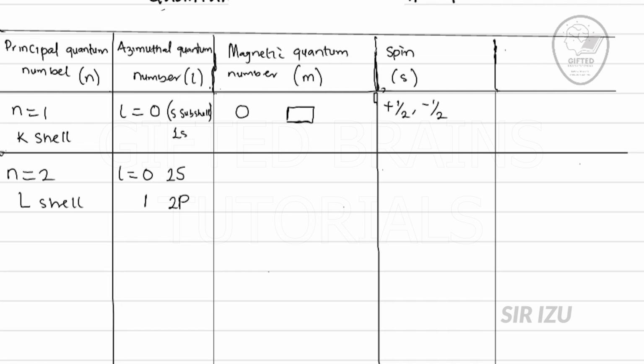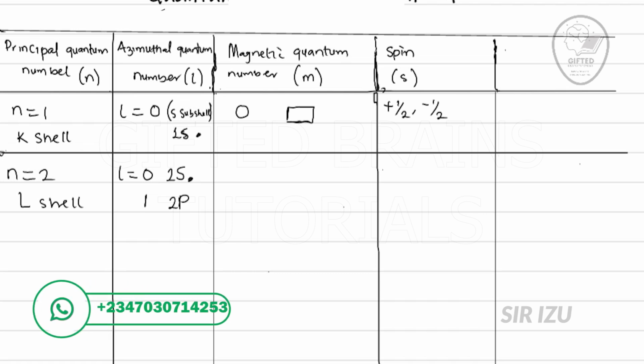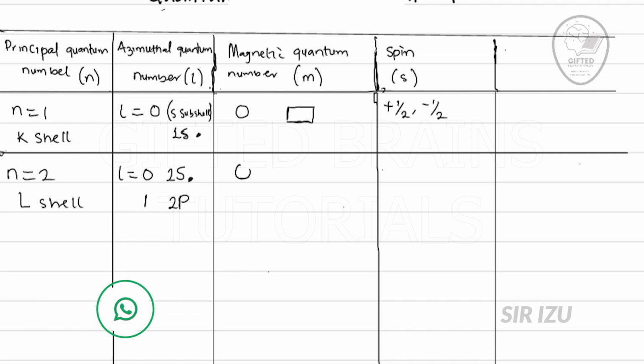Remember, this 2 you are seeing here corresponds to the n value. And the S you have here in n equals 2 is not the same as the S when n is equal to 1. That one is 1S, but the S you have here is 2S. This S sublevel belongs to another shell. And then the magnetic quantum number will be 0 here, which corresponds to the S orbital.